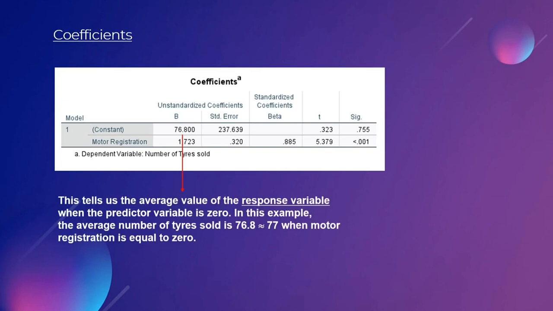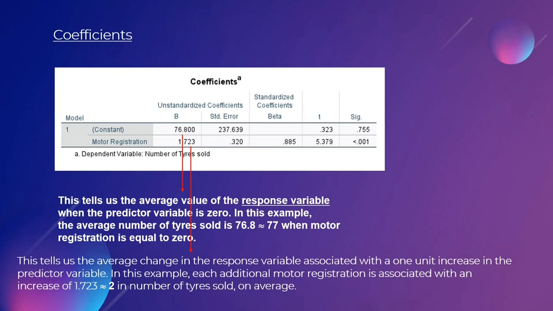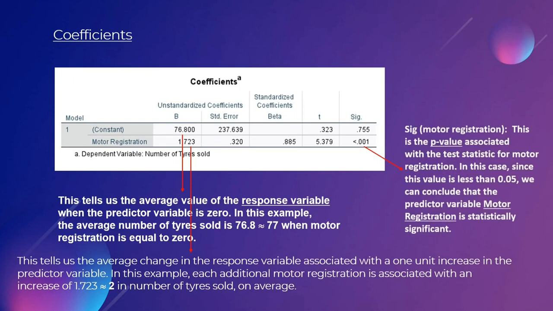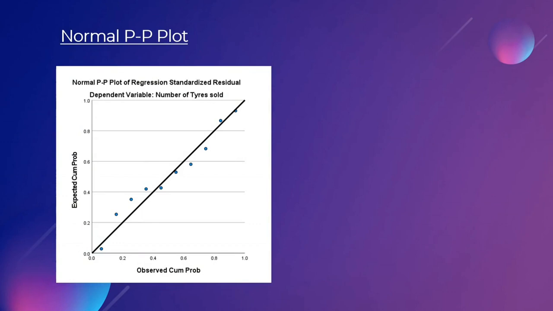And the next table is the coefficients table. Here the B value for constant tells us that the average number of tires sold is 77 when motor registration is equal to 0. And the B value for motor registration tells us that each additional motor registration is associated with an increase of 2 in the number of tires sold on average. Since the significance value for motor registration is less than 0.05, we can conclude that the predictor variable motor registration is statistically significant. From the PP plot, we can see that the values are along the diagonal line, which indicates that the model is fitted well.